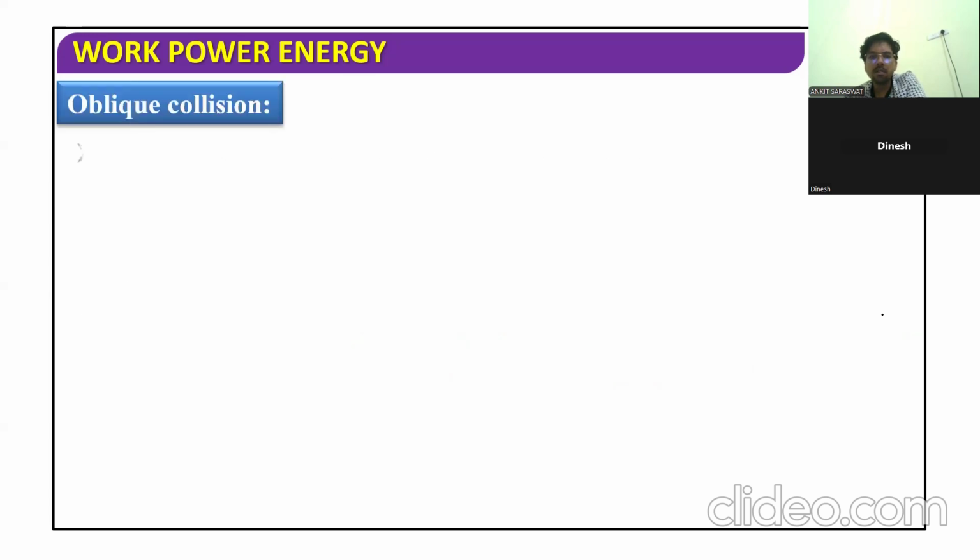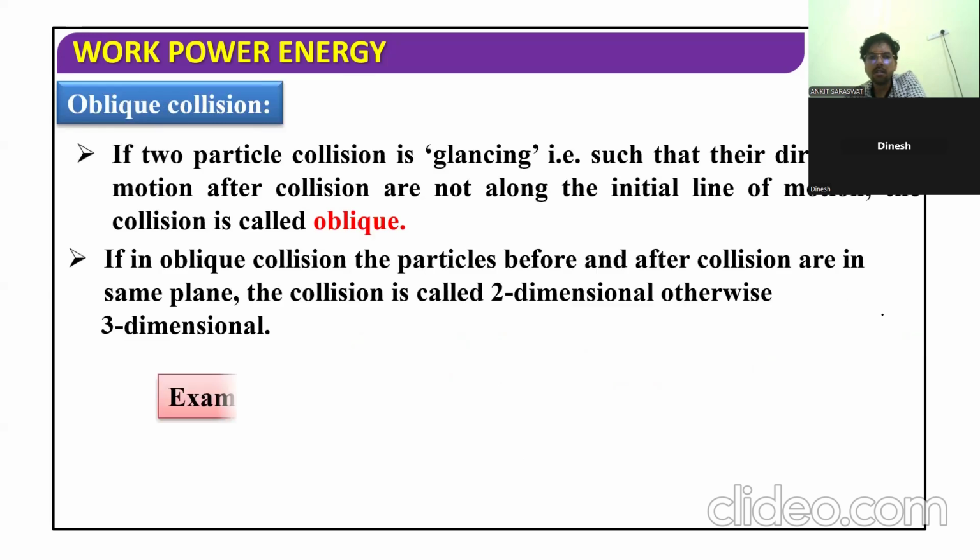Now, one is oblique collision. What is oblique? If two particles collide and the collision is glancing, such that their directions of motion after collision are not along the initial line of motion, the collision is oblique.